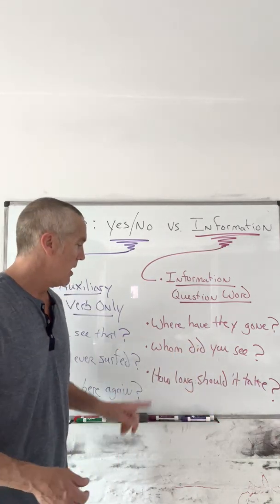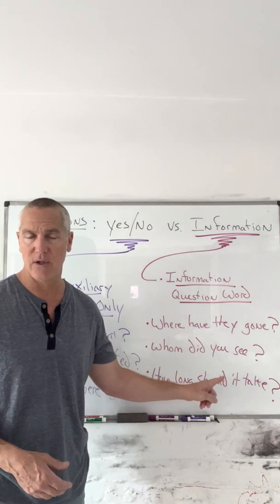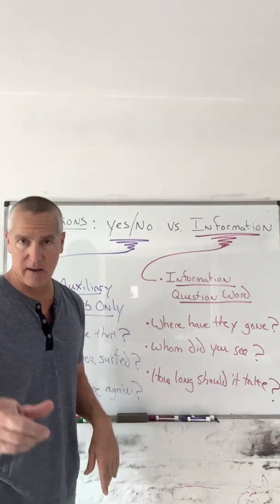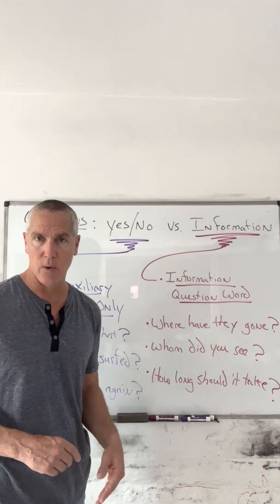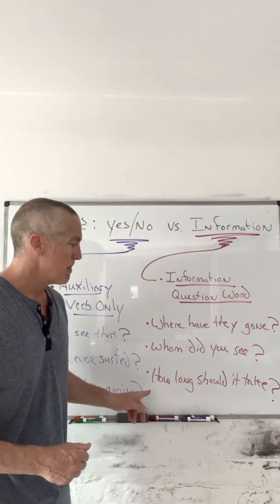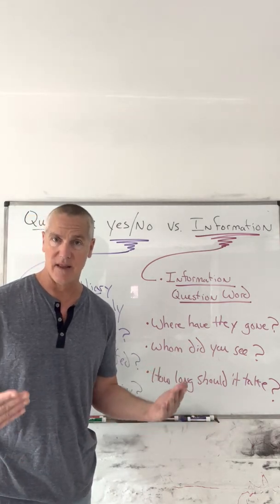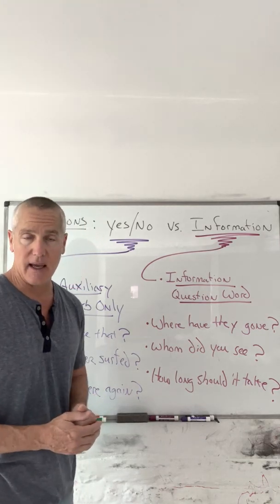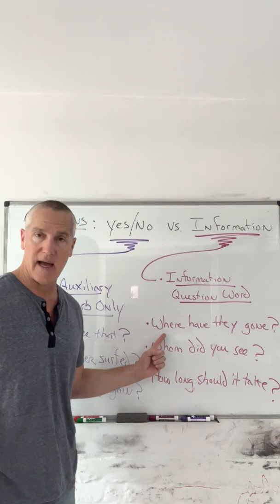I'll call them. Whom did you see? We're asking about a person. Whom did you see? Oh, I saw one of the neighbors. I'll give you a short explanation about the difference between who and whom. It's subject and object. It's not very difficult. How long should it take? We're asking about the quantity, the length of time necessary to do something. Now again, normally, the only difference is that question word.